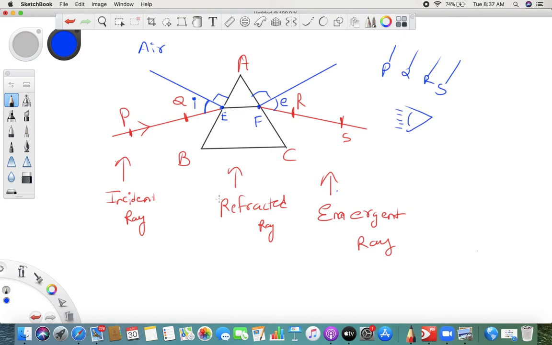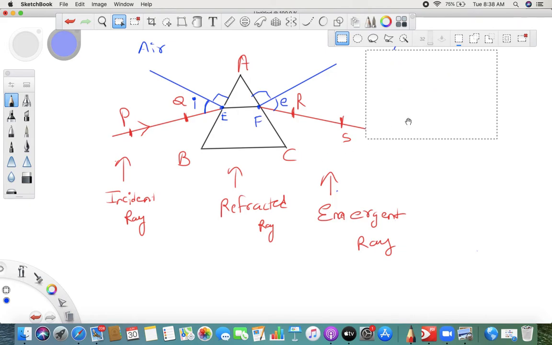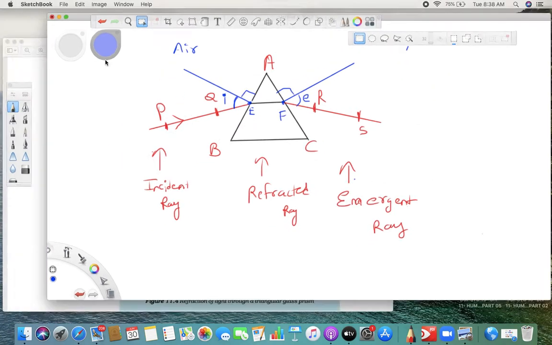Surprise! Look at the front view. If you see the front view, you see PQRS is not in one line. But when you see from the prism on the other side, you see all four pins are in the same line. Exactly. Why does it happen? Because of refraction. That's our experiment. That is what they are trying to tell you, that when you try to see, it looks like this. Let me show you on our textbook.